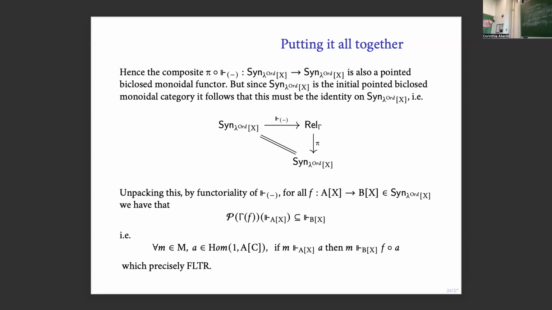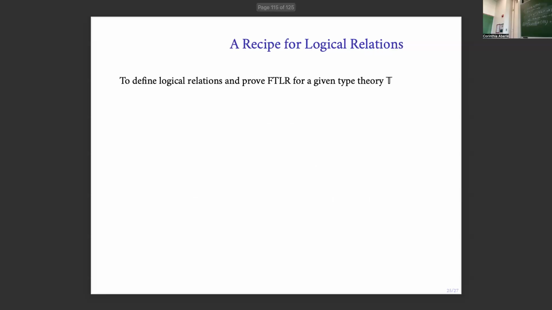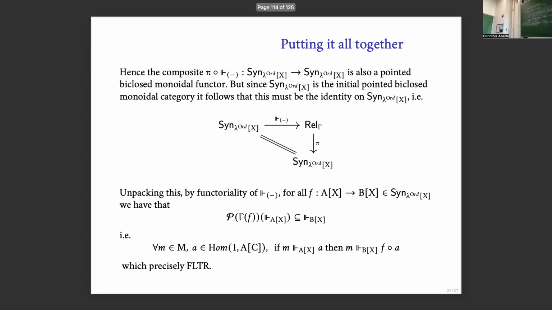We just had to observe that this was initial and define some category that sort of cleverly packaged up all the definitions we were doing before. And so that's the sort of main idea for how, in general, you can use these sort of categorical technologies to get these logical relations arguments and make them a lot simpler than they would otherwise be.